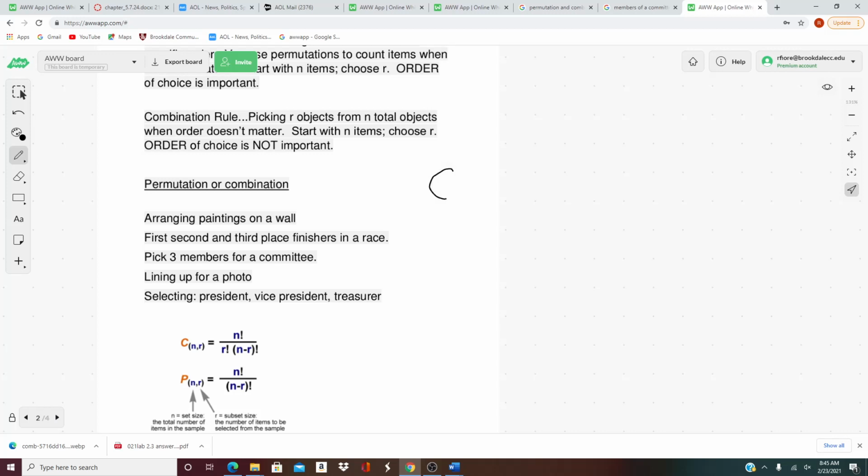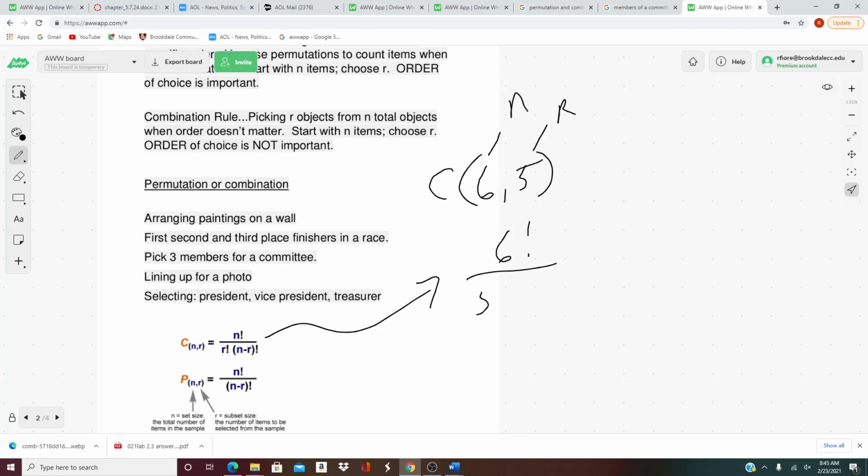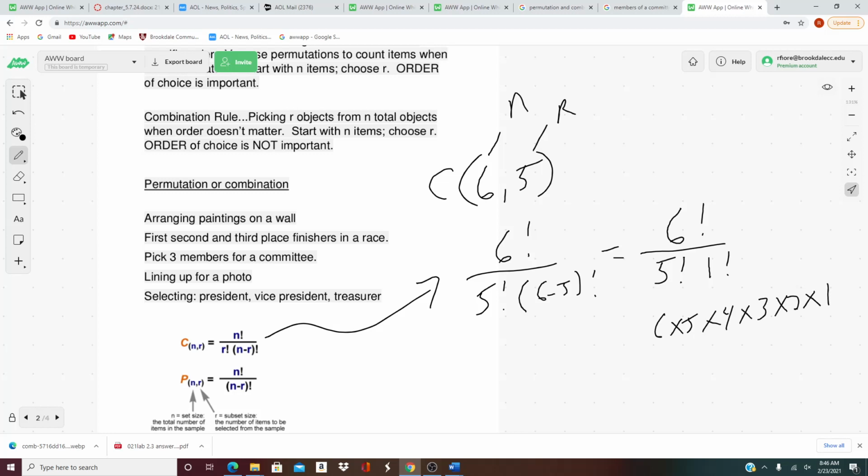I'm going to do a combination of 6 choose 5. Now in this case, 6 is where n is placed, and 5 is where r is placed. I'm going to plug into the formula that I'm provided. This is 6 factorial on top, because that's the n. r factorial is 5 factorial. And I have n minus r factorial, which is 6 minus 5 factorial. Order of operations states that I need to do what's inside the parentheses first. So that becomes 5 factorial times 1 factorial. Now 6 factorial is 6 times 5 times 4 times 3 times 2 times 1.